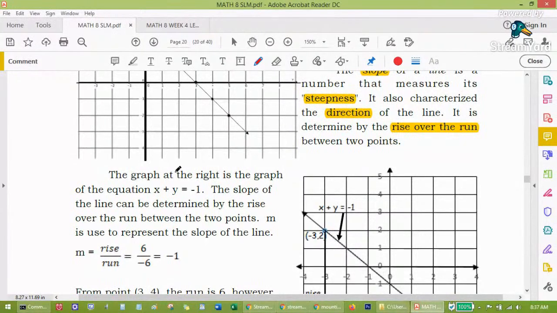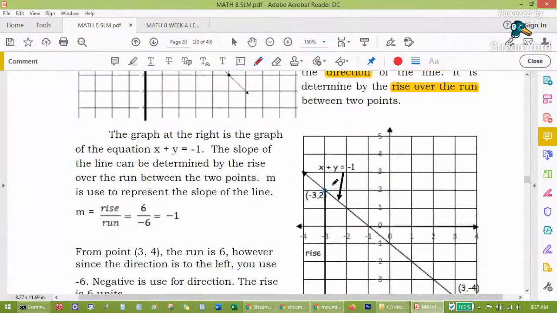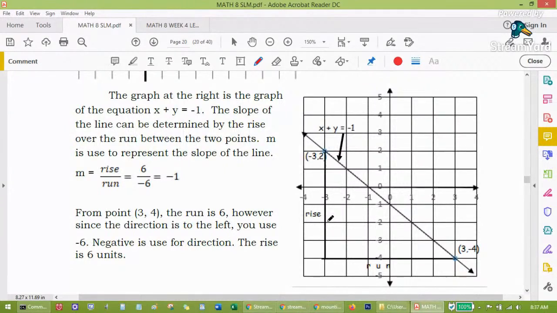So, the graph at the right is the graph of the equation x plus y is equal to -1. The slope of the line can be determined by the rise over the run. So, paano natin determine ang rise?